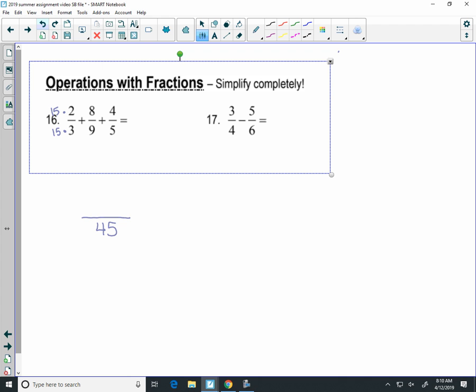I'm going to multiply my fraction with the 9 in the denominator by 5 over 5. And I'm going to multiply my fraction with the 5 in the denominator by 9 over 9. So here's how that looks. 15 times 2 is 30. 5 times 8 is 40. And 9 times 4 is 36.